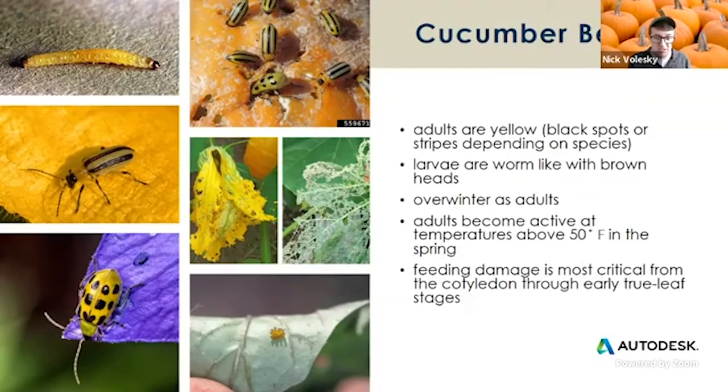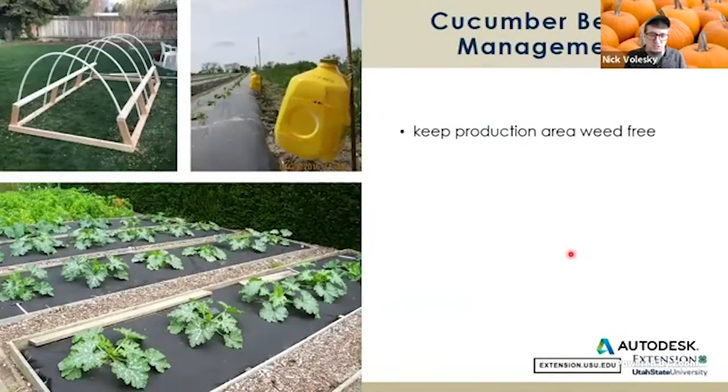But here's some photos of the damage they can do. So I think it's down in Emery County. We have a lot of commercial melon production. So they have to deal with these beetles a lot. And what they can do is they can just cause major defoliation on our plants and the flowers. And they're just kind of a nuisance pest to have around. Here's a photo of them feeding on the rind of a pumpkin. So to manage these, again, the same pattern you guys are seeing is keep your crop area weed free, because weeds serve as an alternate host.